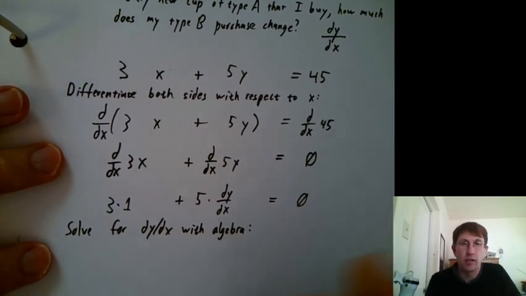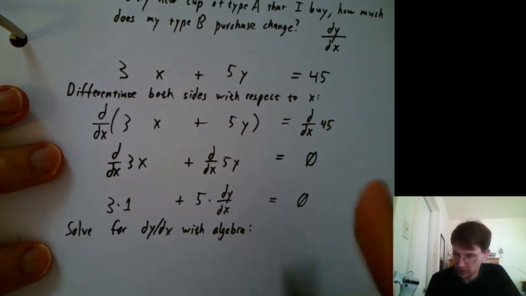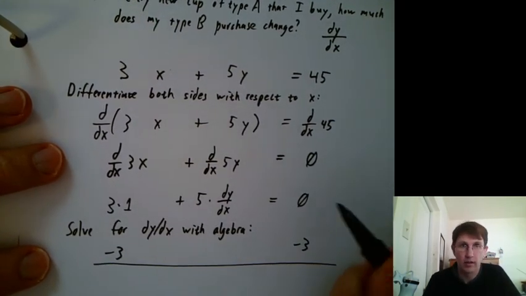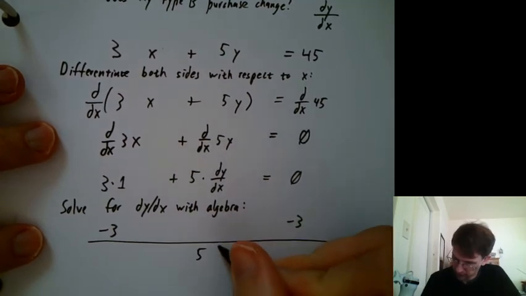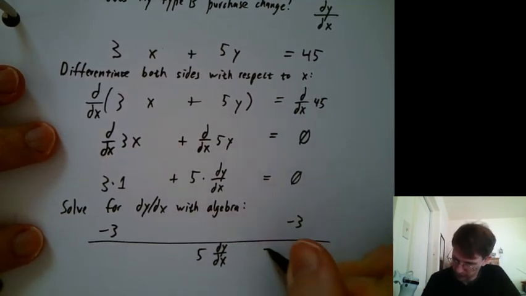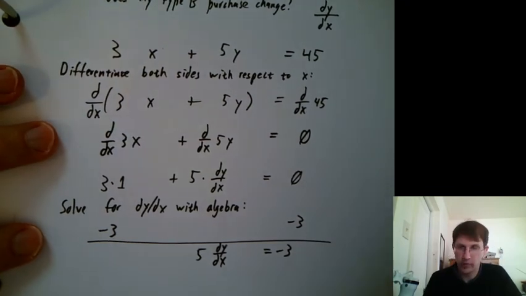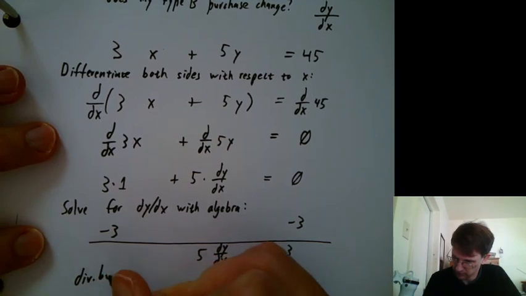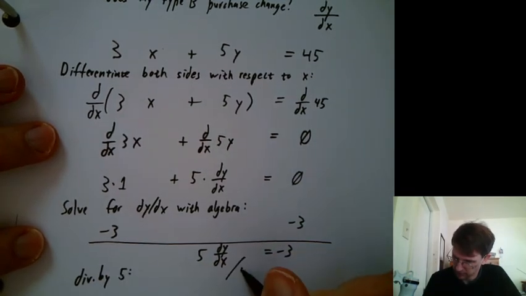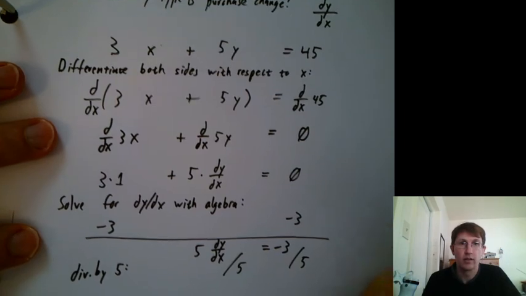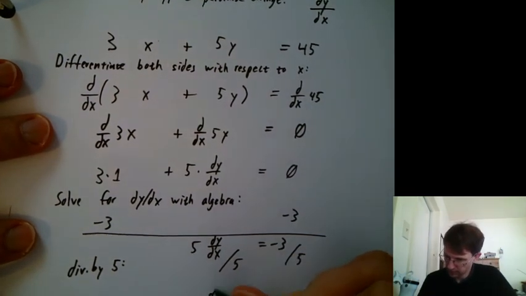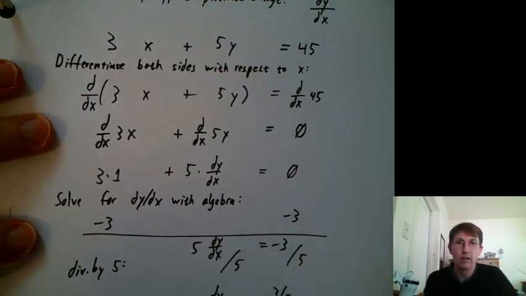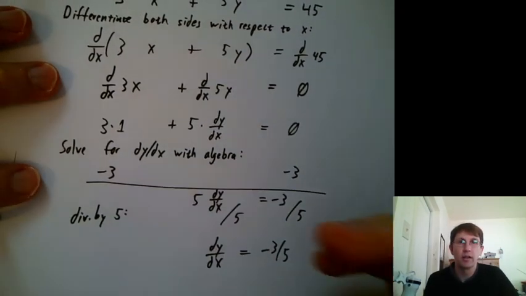What would you do there? Maybe subtract 3 from both sides. And you'd end up with 5 dy over dx equals minus 3. Divide both sides by 5. And then you'd get dy over dx equals negative 3/5. And that's our answer.